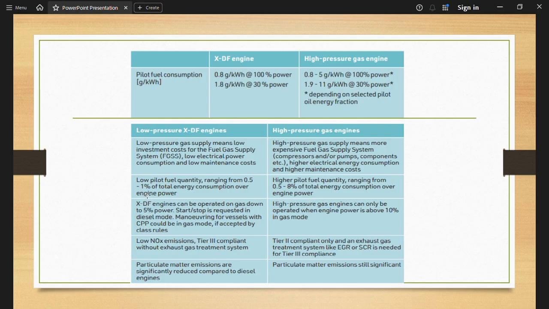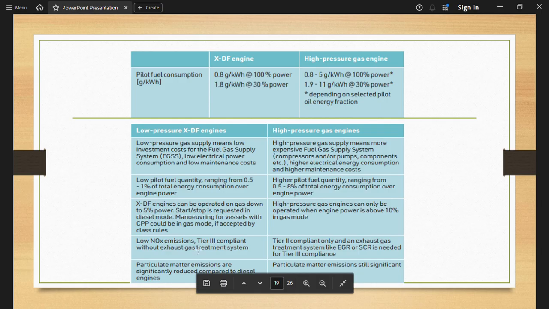Now here we have low pilot fuel quantity ranging from 0.5 to 1% of total energy consumption over engine power. Here we have higher pilot fuel quantity ranging from 0.5 to 8% of total energy consumption over engine power. Now the XDF engine can be operated on gas down to 5% power. Start stop is requested in diesel mode. Maneuvering for vessel with CPP could be in gas mode if accepted by class rules. High pressure gas engines can only be operated when engine power is above 10% in gas mode.